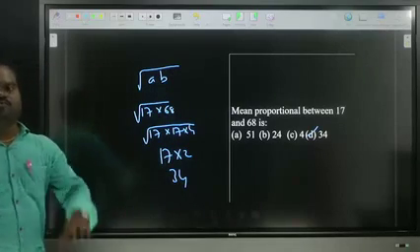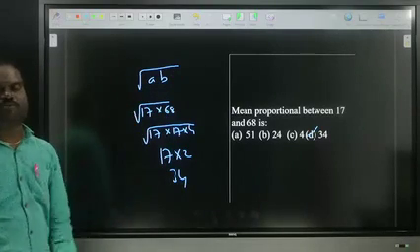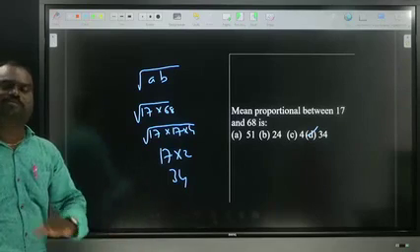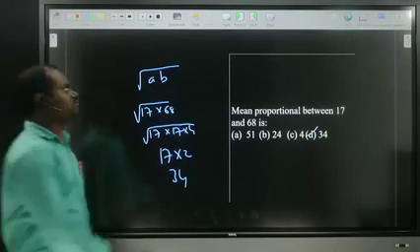Right? Mean proportion formula is root AB. Under root of 17 and 68, by breaking instead of multiplying, you can save time. Okay? Now.